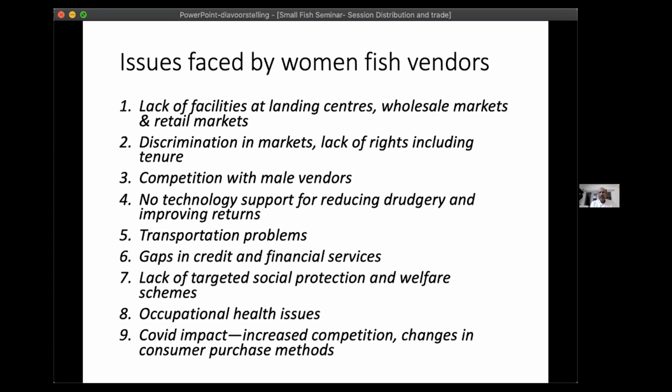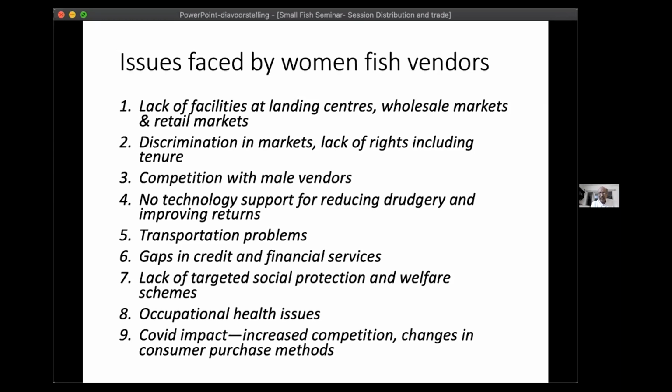Now, I'm trying to put together a list of the grievances, the issues, the problems that these 200,000 women face across the coast in different coastal towns and villages where they operate. The landing centers where they go to buy the fish, the wholesale markets where they buy the fish, and the retail markets where they sell. All these have very poor working conditions, very poor facilities, and are especially unfriendly to the women.